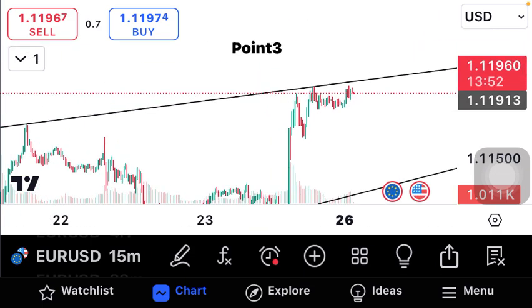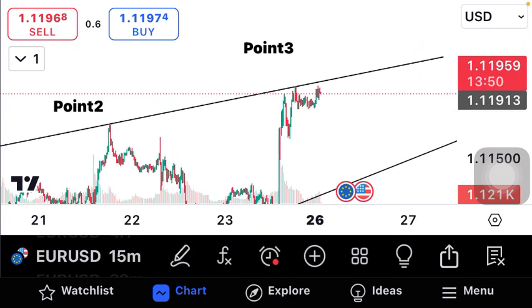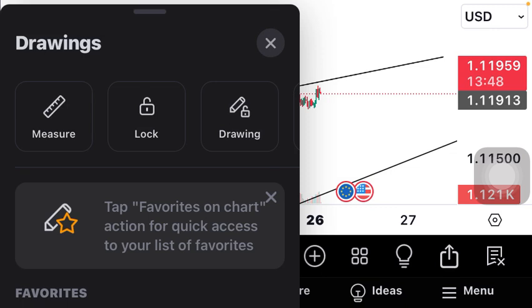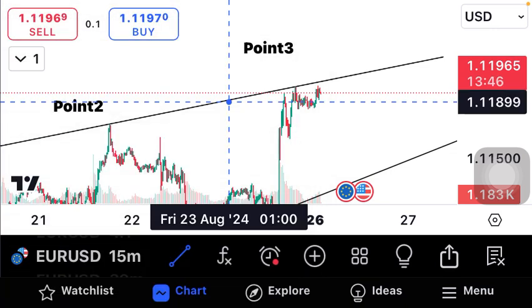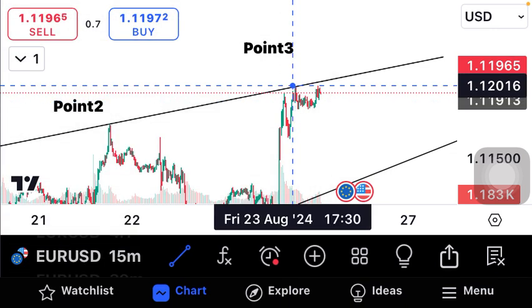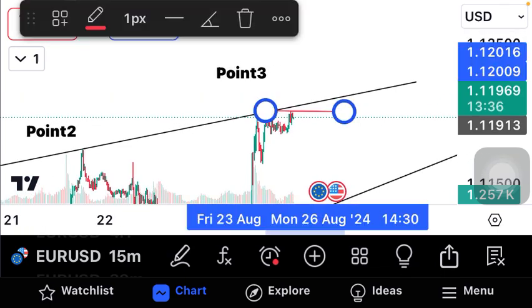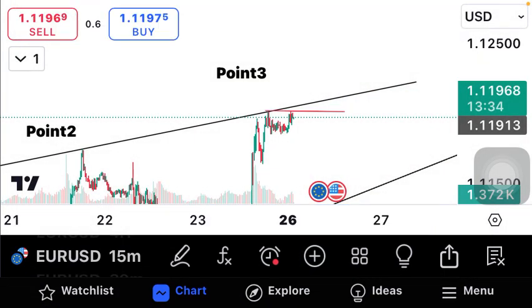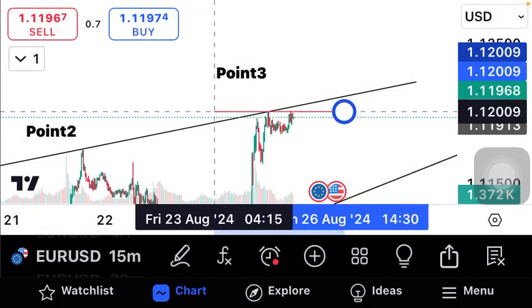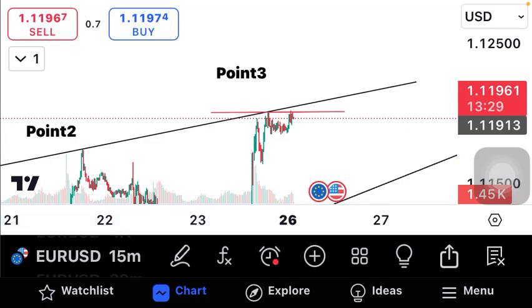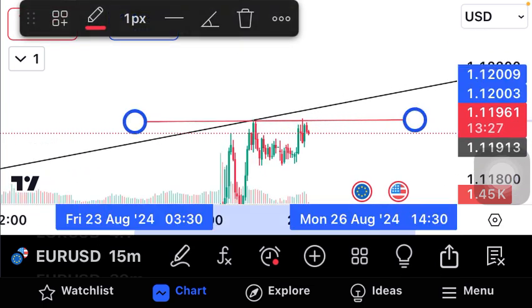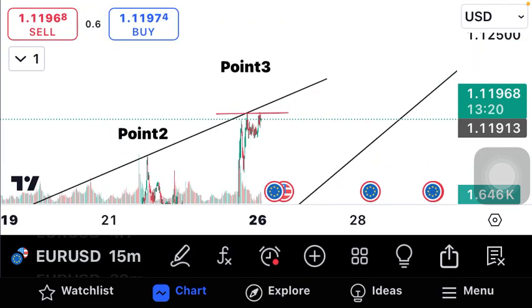I'm waiting for the break of this structure. After the break of this structure here, let me show it to you. I'll still wait for the break to give me more confirmation of what I'm seeing. So the break of this trend line, which you see, a candle closing above this trend line, this particular one. Once the candle closes above it, it will give me a confirmation that okay, I should buy, I should enter the market.